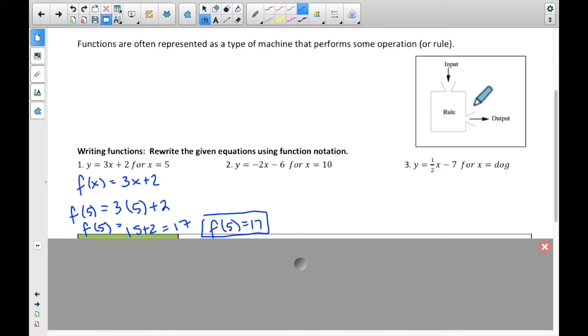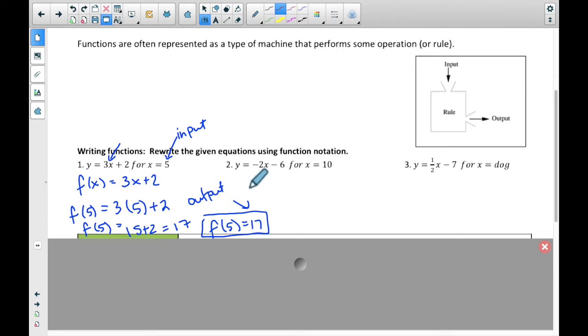Now let me talk about that in terms of the input-output. What that means is the 5 was the input. We put it into the x. And the 17 was the output. That's what makes it a function. We have input and output. Let's look at the next one.